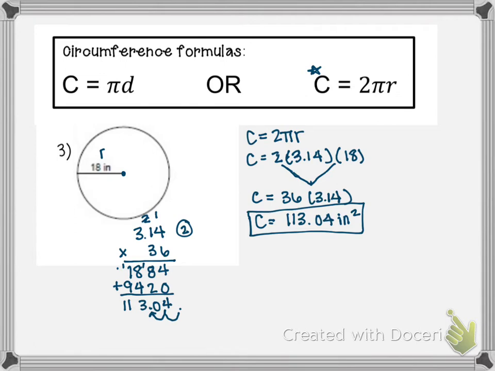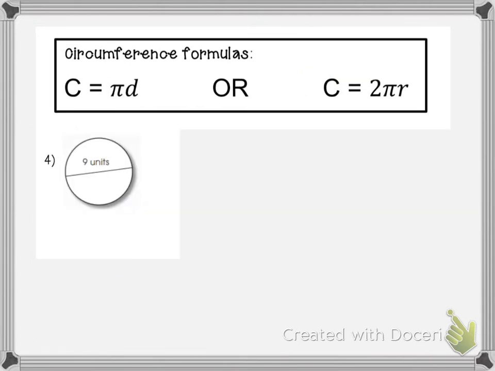Okay, let's go to number 4. This time we see that our line goes all the way across, which means this is our diameter. So for the circumference in this problem, we would use C equals pi d. So we're going to write that formula down, C equals pi d. And C equals 3.14 times our diameter, which is 9. Here we're just multiplying 3.14 and 9. Two numbers to the right of the decimal.